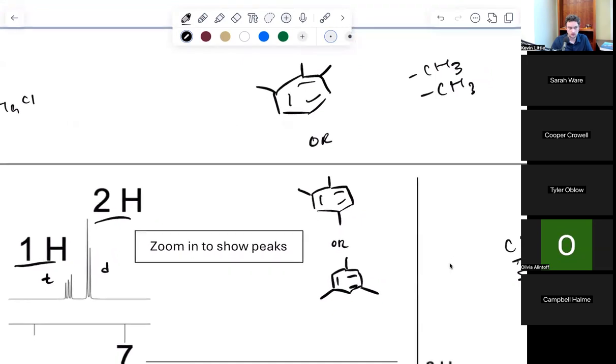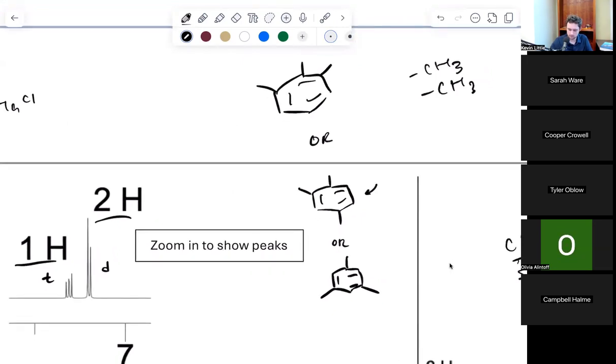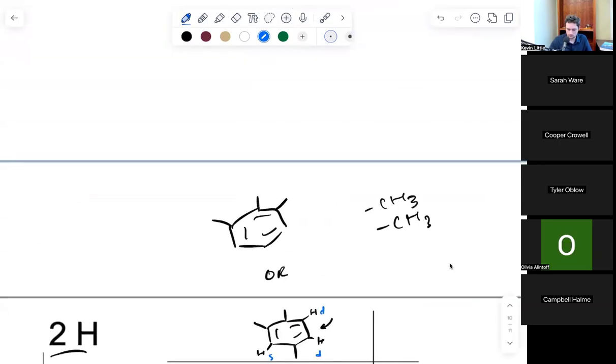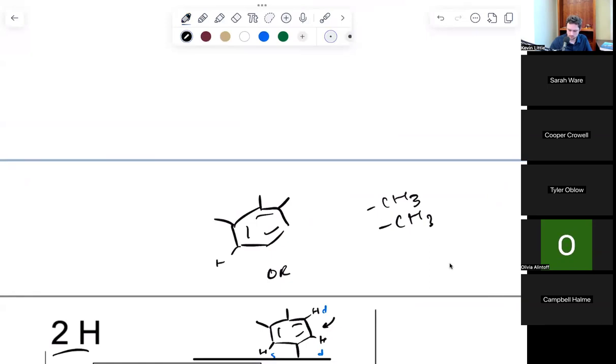So if I was looking at this one, I would expect 1 singlet and then 2 doublets. That's not what I have. If I was expecting this one, I would expect a bunch of singlets, because none of them have neighbors. These are all singlets. This would be a singlet, a doublet, a doublet. That's not what I see. What I see looks more like this, where this is going to be a doublet, this is going to be a triplet, this is going to be a doublet.